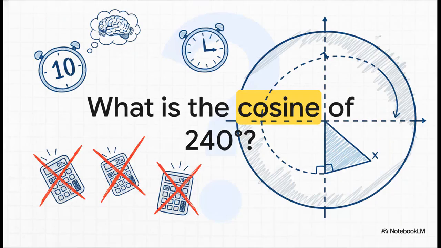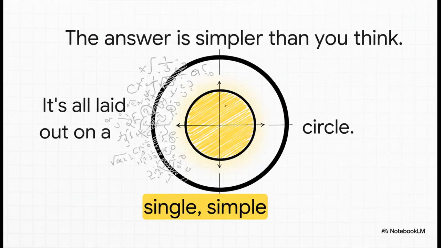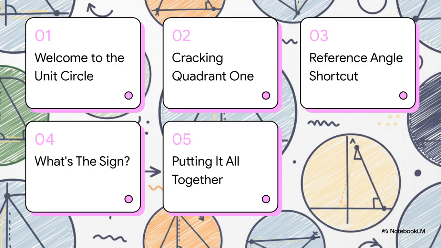Let's dive in. So just to kick things off, let me throw a problem at you. What is the cosine of 240 degrees? Now, your first instinct might be to reach for a calculator, but I promise you, by the end of all this, you'll be able to solve this in your head in like 10 seconds. Because the secret isn't some super complicated formula. The answer to our question, and so many others in trigonometry, is just beautifully laid out on a single, really simple circle.